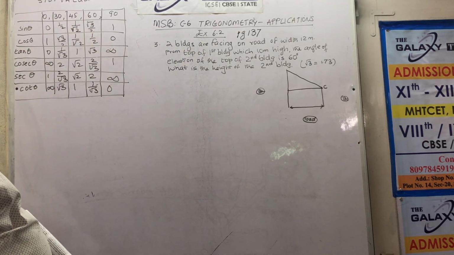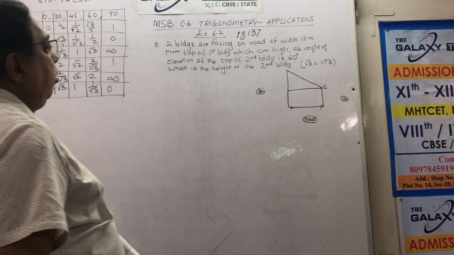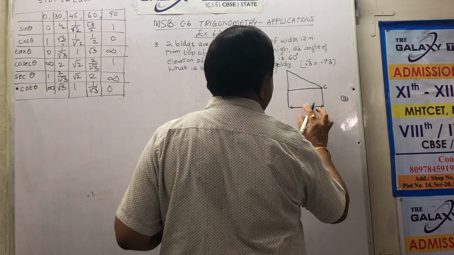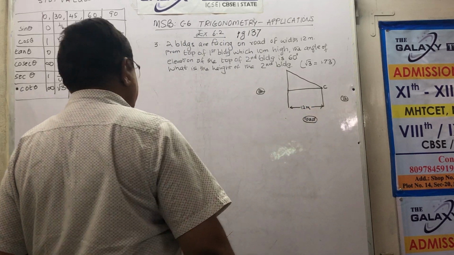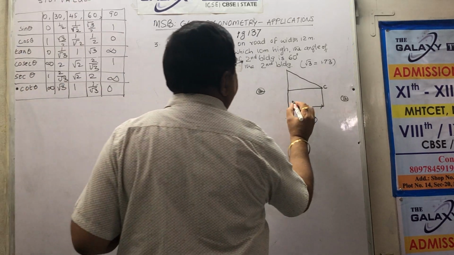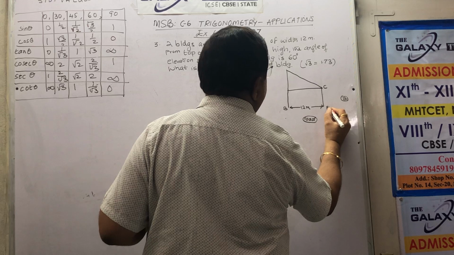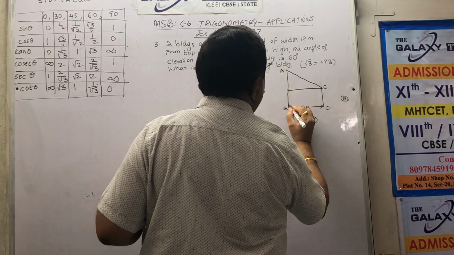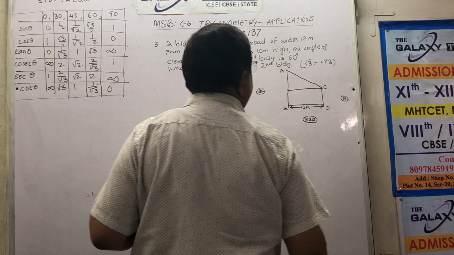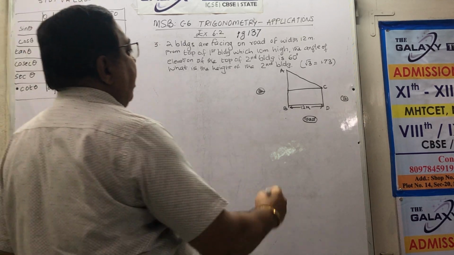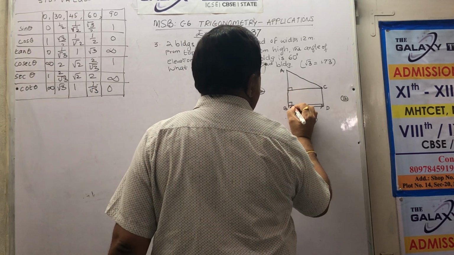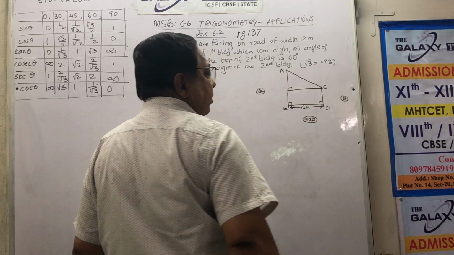There are two buildings and the road in between. The road width is 12 meters. So they have told me 12 meters. I have one figure already. So this is B, this is D, this is A, and BD I will complete. So this is how my diagram comes out. This is the right angle, and of course, the building is not crooked, so this is also a right angle.